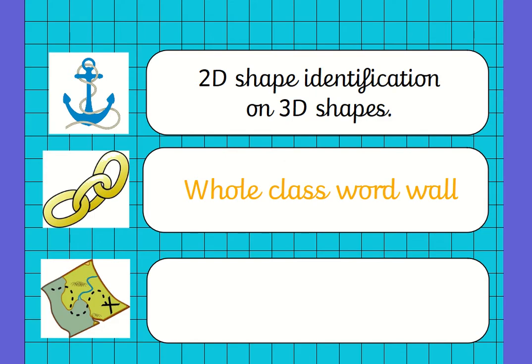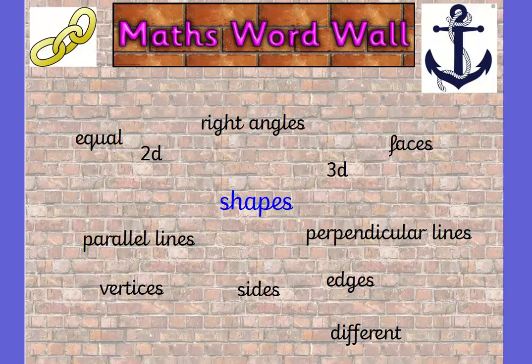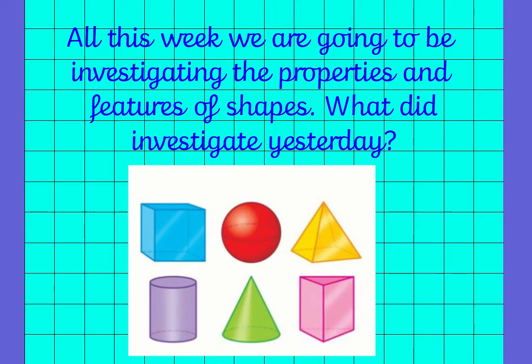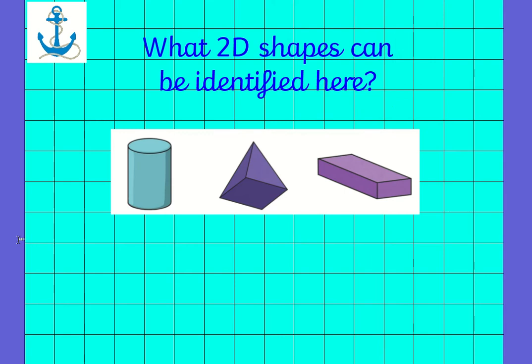Okay, so today we are going to be looking at 2D shape and identification of 3D shapes as a starter. And here's the vocabulary we've been looking at all week. So yesterday, as I've just mentioned, we looked at the 2D shapes we might see on 3D shapes. So have a little look. There are 3D shapes there. I'd like you to identify what 2D shapes we can see on those three.